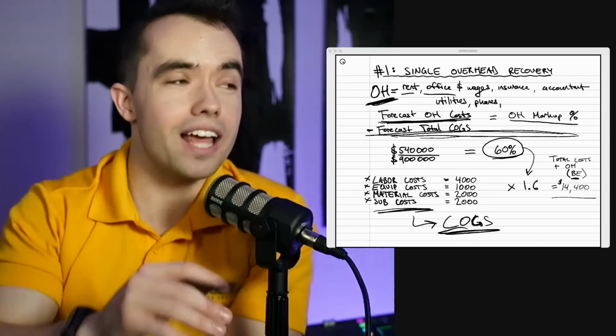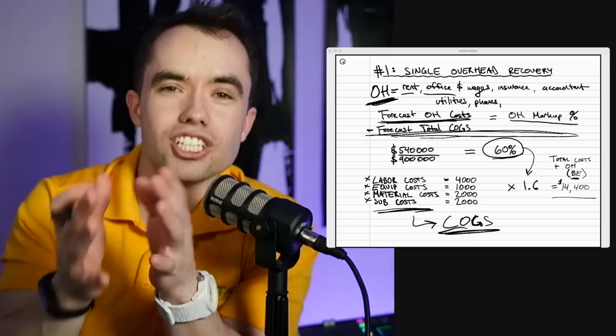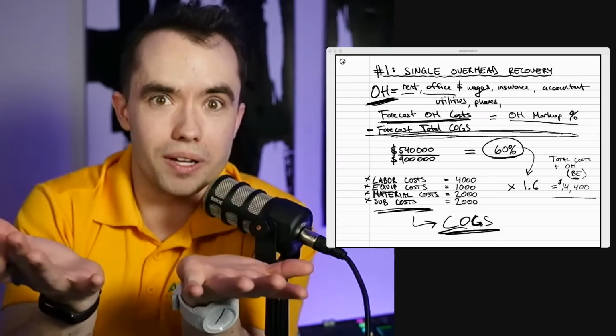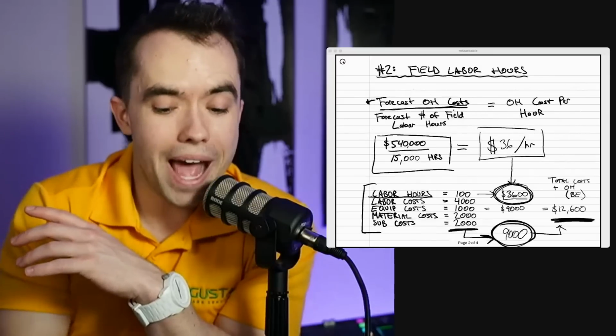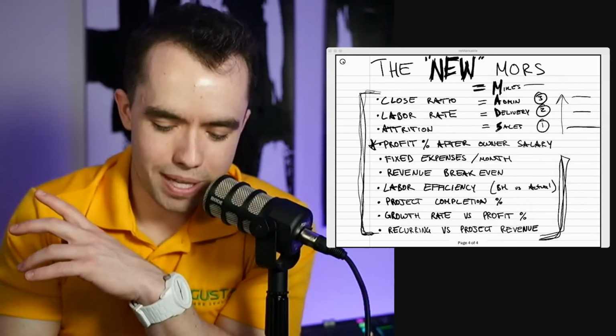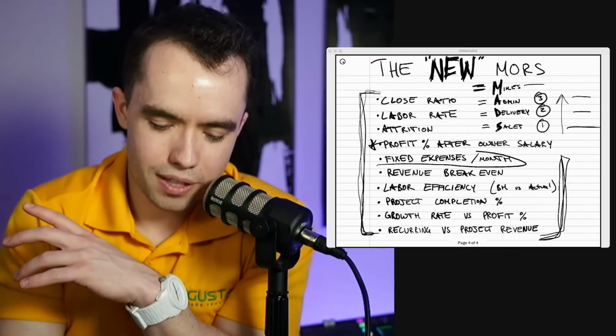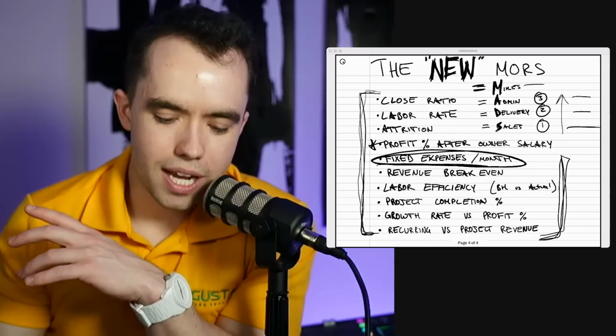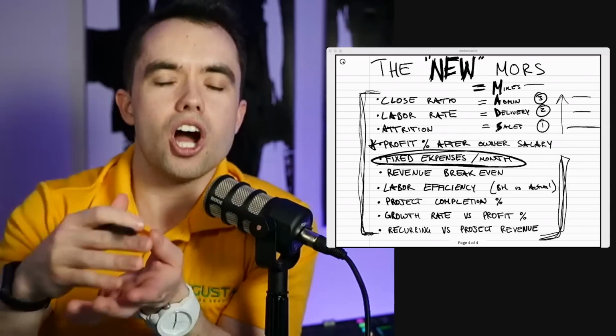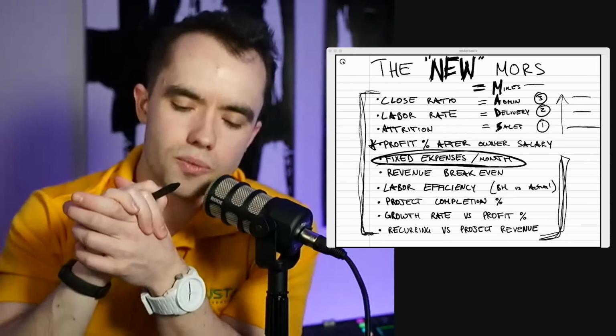At the very least, what you can do is just track how much overhead you have every single month, i.e. this is part of the MADs, and that is, what are your fixed expenses? Okay, right here, fixed expenses per month. You want that number as low as possible, and most fixed expenses are going to be overhead. So that's just my 2 cents.